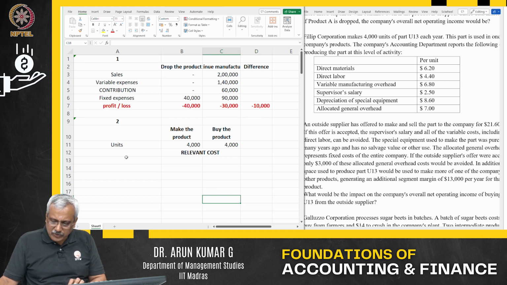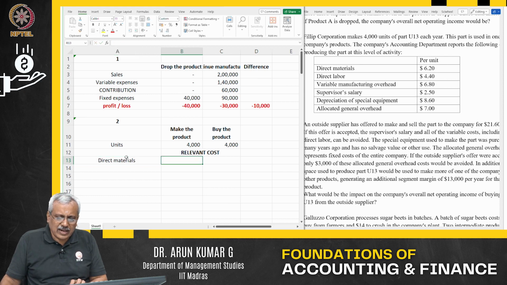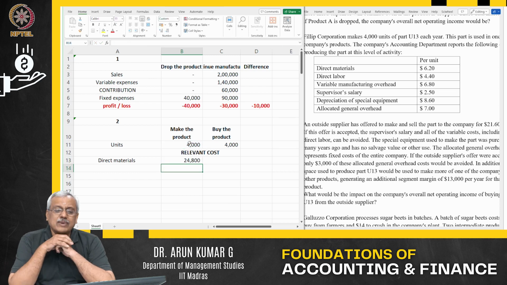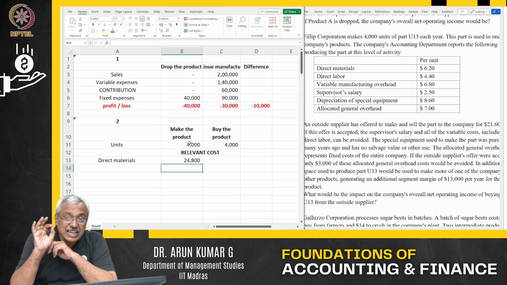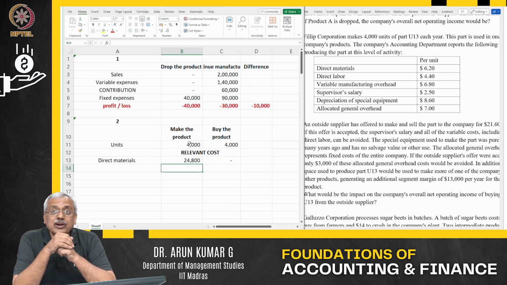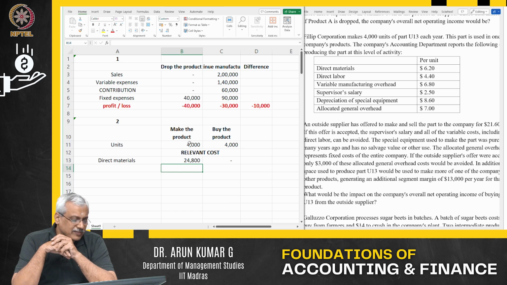Let us go one by one out here. Let us say direct materials. What is the cost of direct materials? It is 6.20 per unit. How many units am I manufacturing? 4000 units. My direct material is 24,800. If I buy the product, it is nil; I am not going to spend any material cost. Sir, you will spend a cost of purchase. Yes, we will come to that. Hold it for some time.